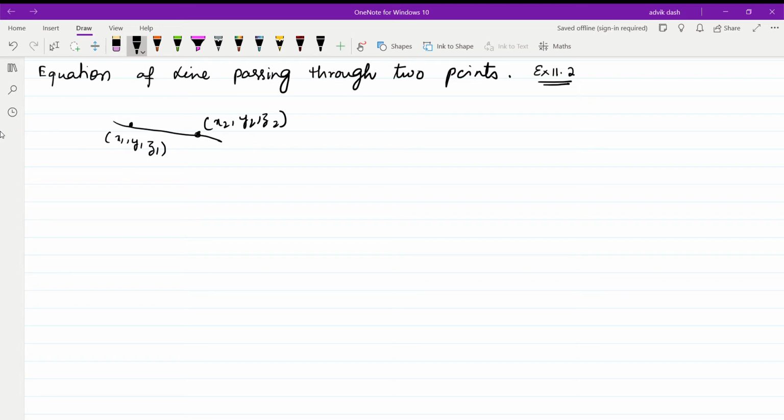This equation of a line also has two parts, in the sense that it has two names. One is your vector form and the second one is your Cartesian form. So let's quickly look into how we reach the vector form.